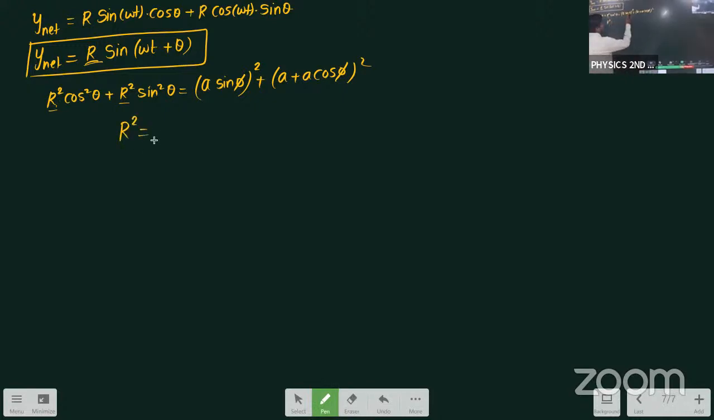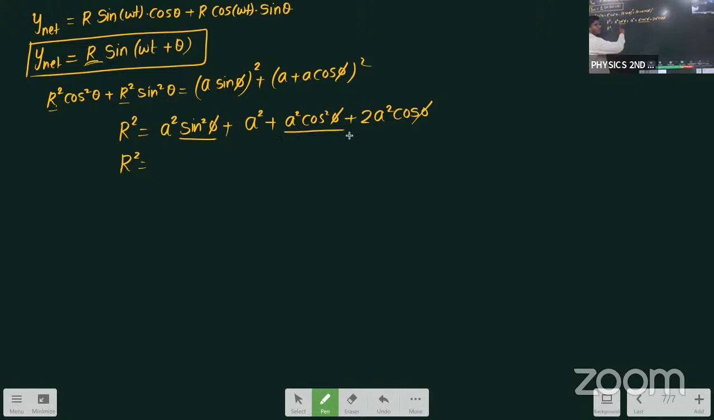Now on the right hand side, A sin phi whole square will become A square sin square phi. And what is the formula for A plus B whole square? It will become A square plus B square plus 2AB, so 2A square cos phi. Now see here, R square is equal to A square sin square phi plus A square cos square phi. Sin square phi plus cos square phi will become 1. So we'll be left with A square plus 2A square cos phi.